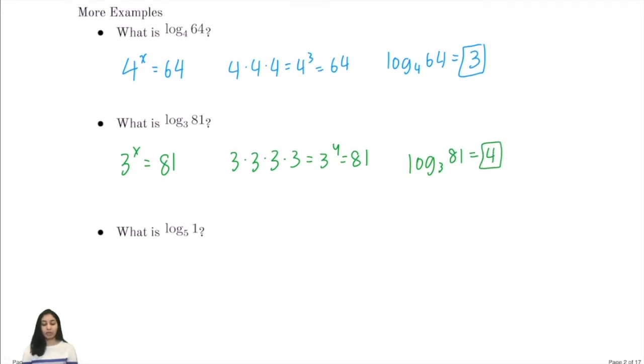Now when we want to find log base 5 of 1, this is a little bit more challenging. We want something where 5 to the power of x equals 1. So for those of you who don't know, all positive integers to the power of 0 equal 1. So in this case, x will just be 0. And that means that log base 5 of 1 is equal to 0.